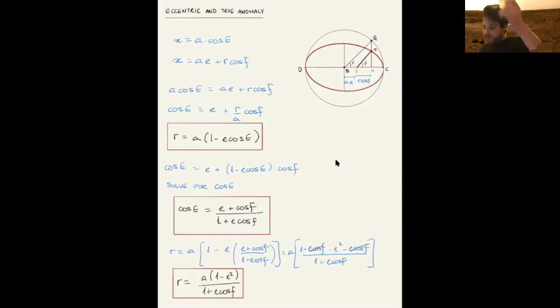And these relationships are useful in dealing with orbits: the radius vector in terms of the eccentric anomaly, the true anomaly in terms of the eccentric anomaly, and the radius vector in terms of the true anomaly.